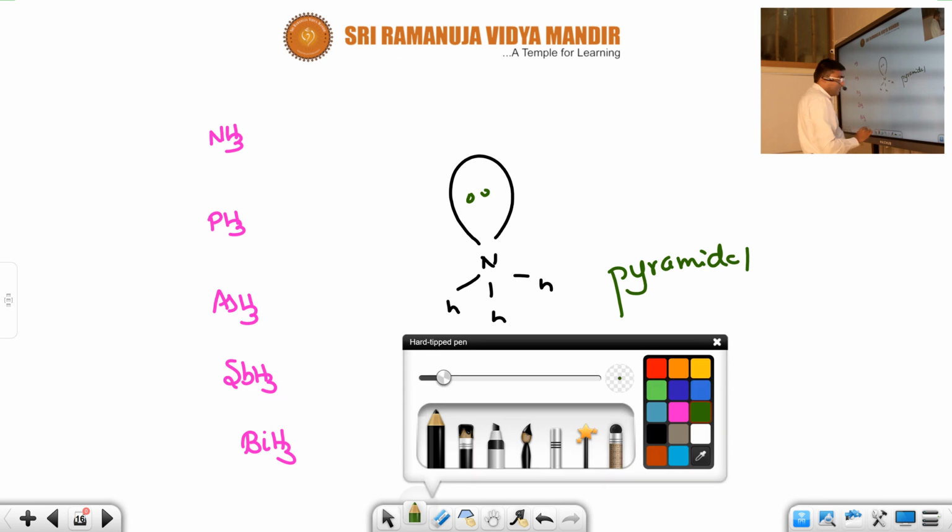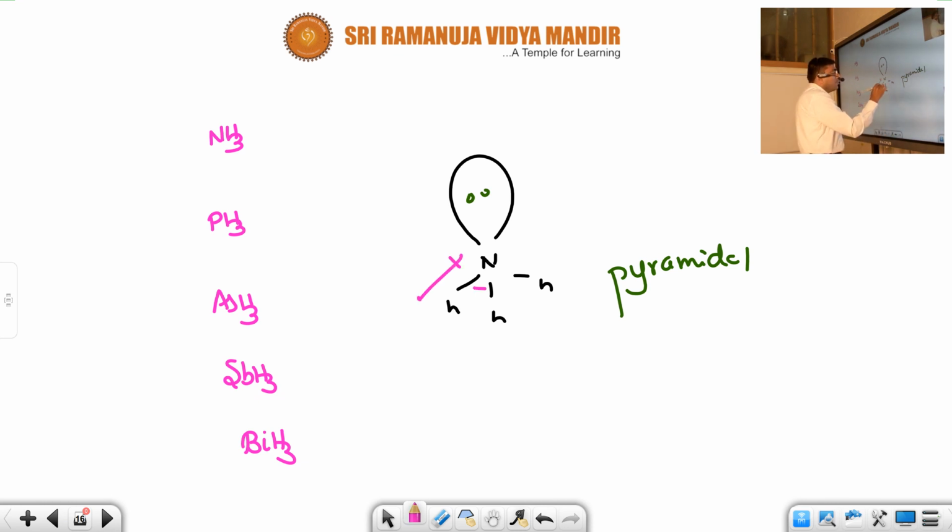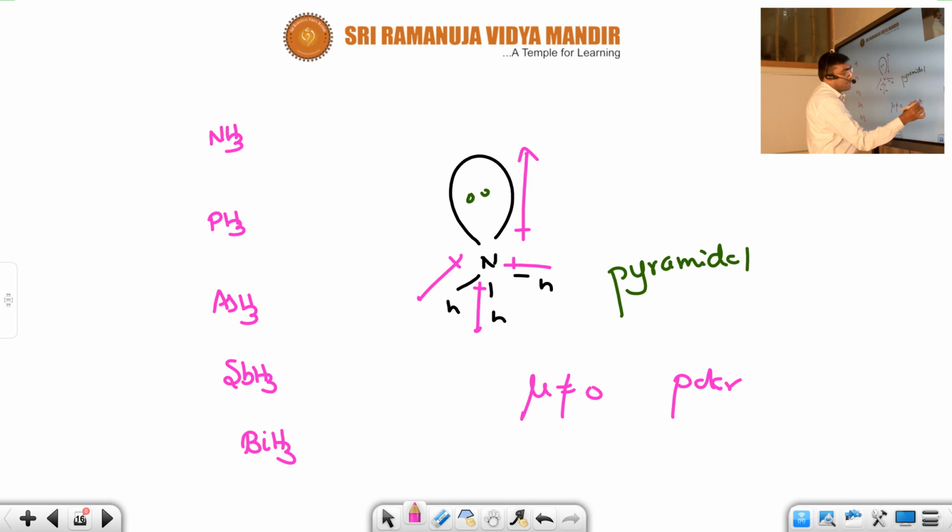Now, here also there is a problem. What is the problem, students? The problem is there is a lone pair. Lone pair is pointing in this direction. So, lone pair is non-directional also. Definitely, the dipole moment is non-zero and it is polar. That is the reason why ammonia is soluble in water.